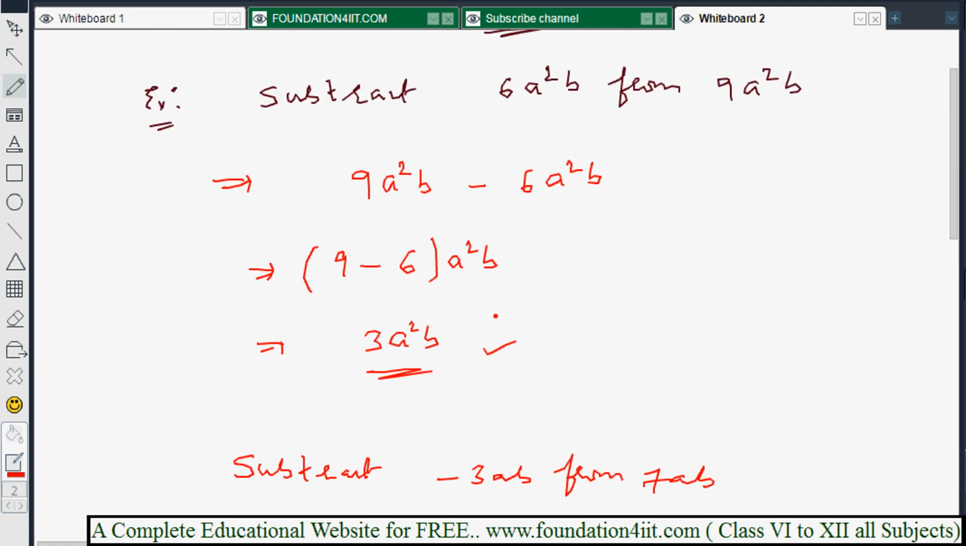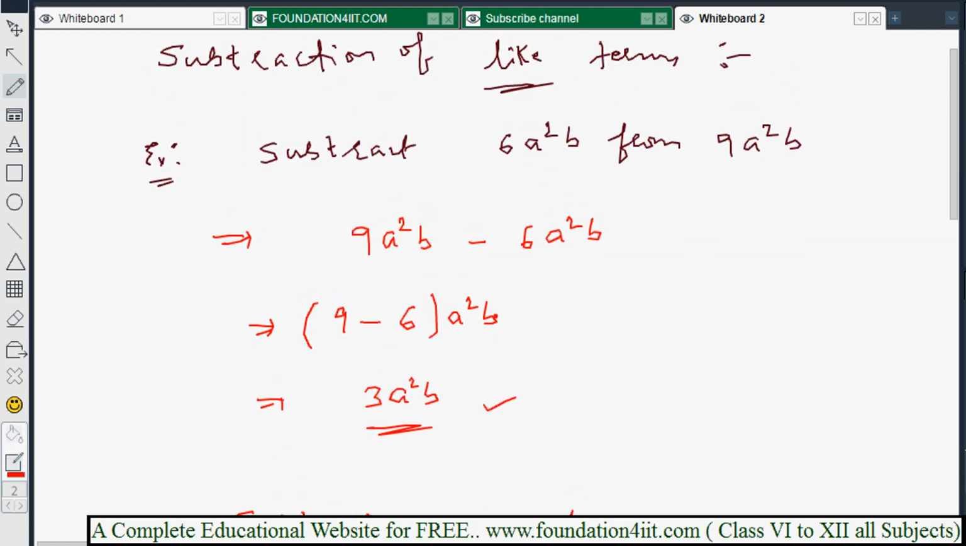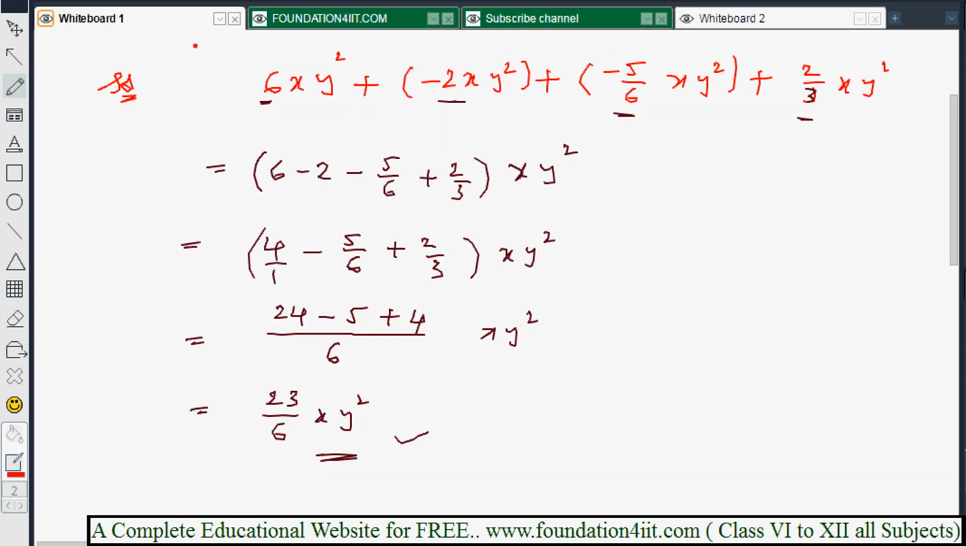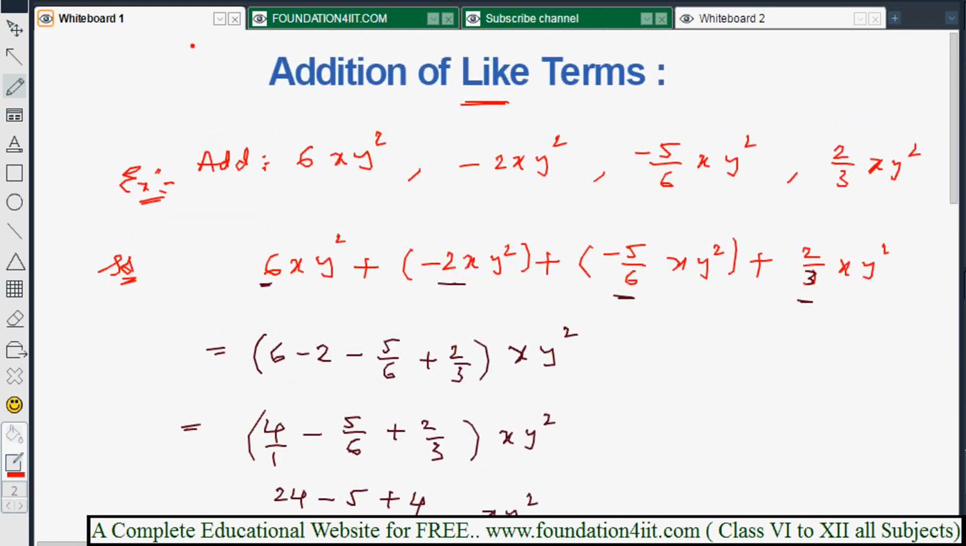Only thing is when the like terms are there, that term variables you can take common, and we will do the addition or subtraction only for the coefficients. And next we will see how to do addition and subtraction of polynomials also. So this is addition and subtraction of like terms. Next I'll explain you addition and subtraction followed by multiplication and division of polynomials also we'll see now.